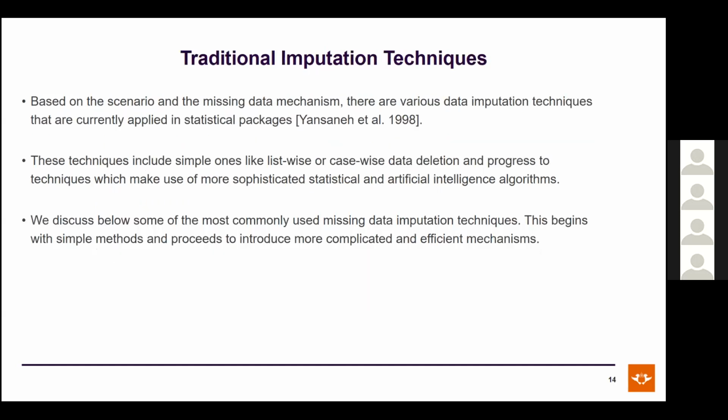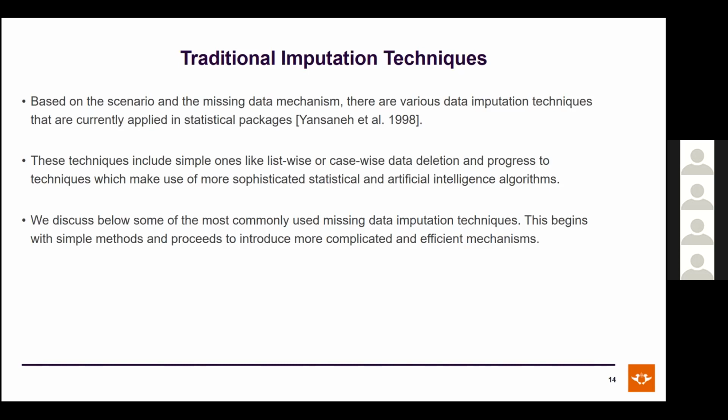So some of the traditional techniques are like your list-wise or case-wise data deletion. And then we move on to techniques which are more sophisticated in terms of what they use to do the imputation. They are more sophisticated statistically, and they also use more advanced concepts such as your AI techniques or technologies, machine learning or deep learning.